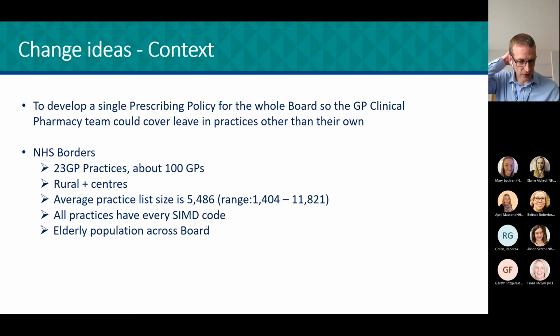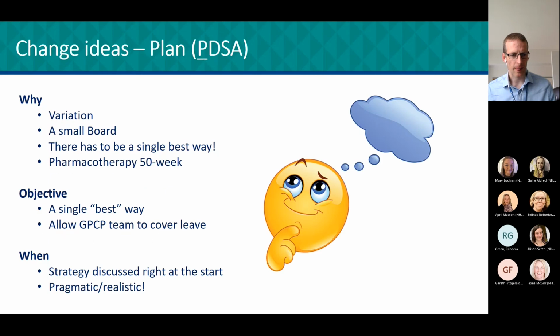The practice size, the average is 5,500, but actually practically we've got 3, to us, giant practices of over 11,000, and then the rest of them are averaging about 4,500, so relatively small practices in the main. And every practice has every demographic available. The one common theme is that we're generally quite an elderly population, significantly older than the rest of the country. If we could jump on to the next slide, please.